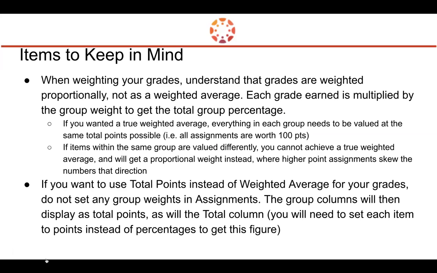So if you want a true weighted average, everything in each assignment group needs to be valued at the same total points possible. In other words, if you have an assignments group, everything in there needs to be worth the same number of points possible in order to get a true weighted average. Otherwise, if you've got some assignments that are worth 100 points and some that are worth 50 points, then what you're going to get is a weighted proportion, not actually a true weighted average. If you want to use total points instead of weighted average for your grades, do not set any group weights in assignments. The group columns will then display as total points and the total column will as well.